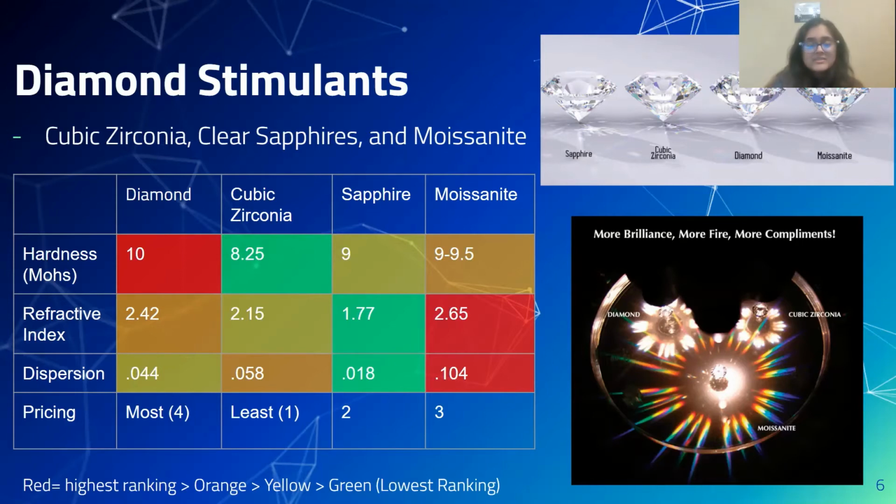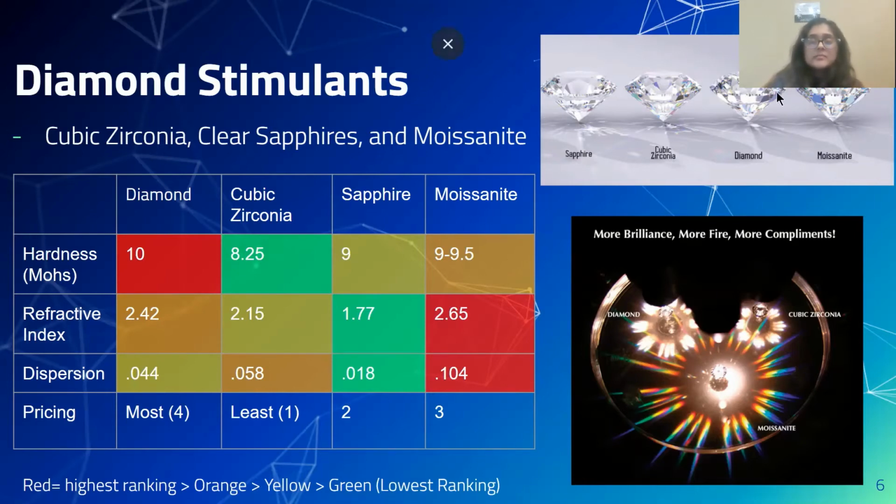Moissanite in particular has a hardness close to the hardness of diamonds. It also ranks higher optically than diamonds. They have a higher dispersion and more fire than diamonds. And even despite this, they are cheaper than diamonds.